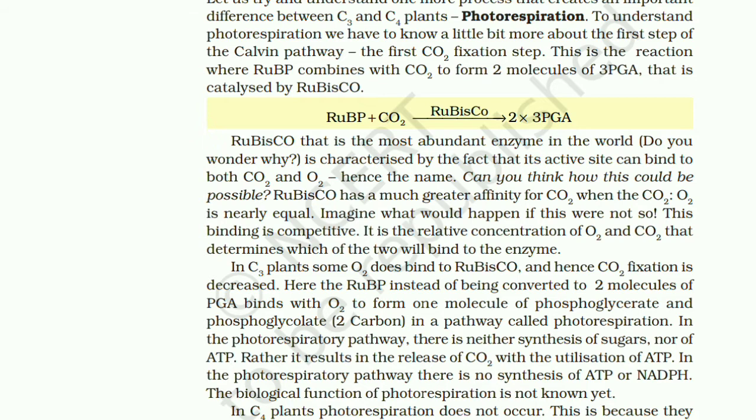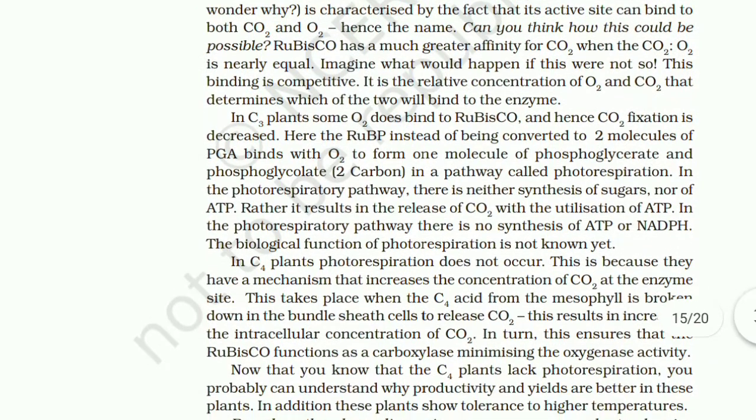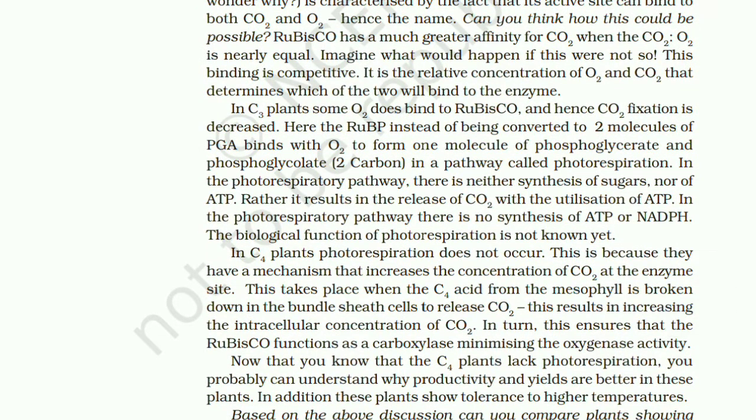to the enzyme. In C3 plants, some oxygen does bind to Rubisco and hence CO2 fixation is decreased, where RuBP, instead of being converted to two molecules of 3-PGA, is converted to one molecule of phosphoglycolate in a pathway called photorespiration, the respiratory pathway. There is neither synthesis of sugars nor of ATP. Rather, it results in release of CO2 with the utilization of ATP. In the photorespiratory pathway, there is no synthesis of ATP or NADPH. The biological function of photorespiration is not yet known.